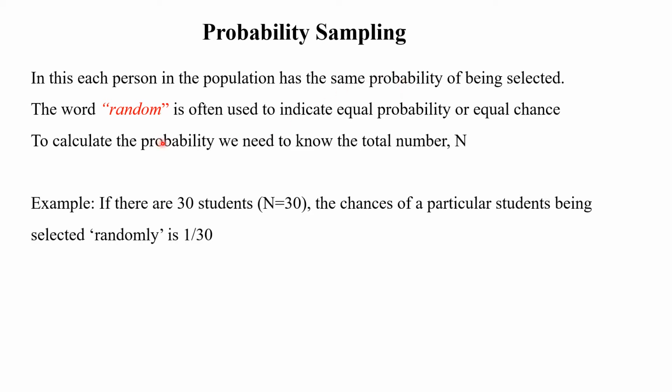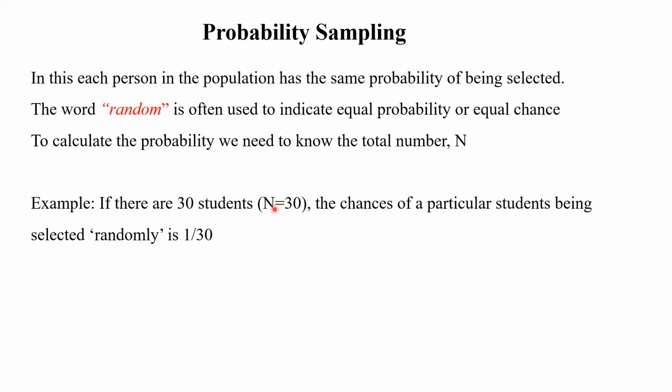To calculate probability, we need to know the total number. For example, if there are 30 students in the class, N is 30, capital N, the population, then the chance of a particular student being selected will be 1 over 30. That means every student has an equal chance of being selected. That is, the selection is by random. All other selections are not random.